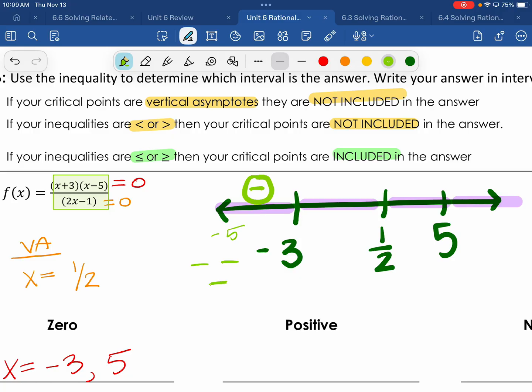Okay, what's a good test number between -3 and 1/2? 1. Wait, what's another one? 0. You couldn't use 1, because 1 would be on the other side. So 0. Once again, I don't care what the number is. I care about whether it's negative or positive. So 0 plus 3 is positive. 0 minus 5 is negative. 2 times 0 minus 1 is negative. So 2 negatives are going to make a positive.